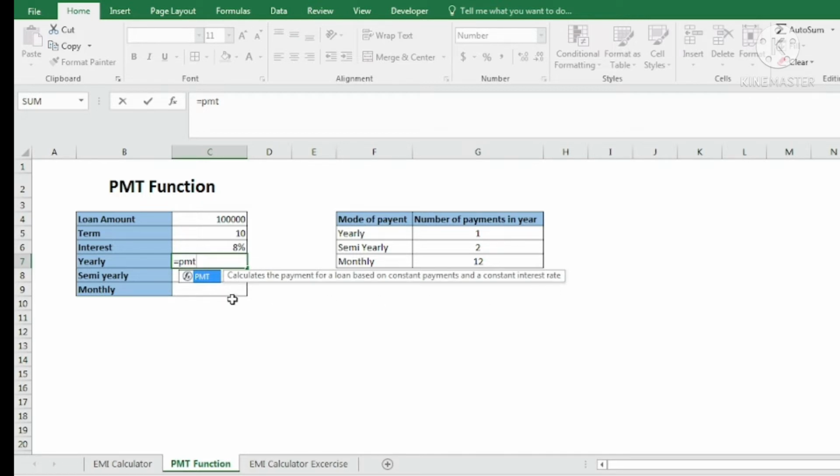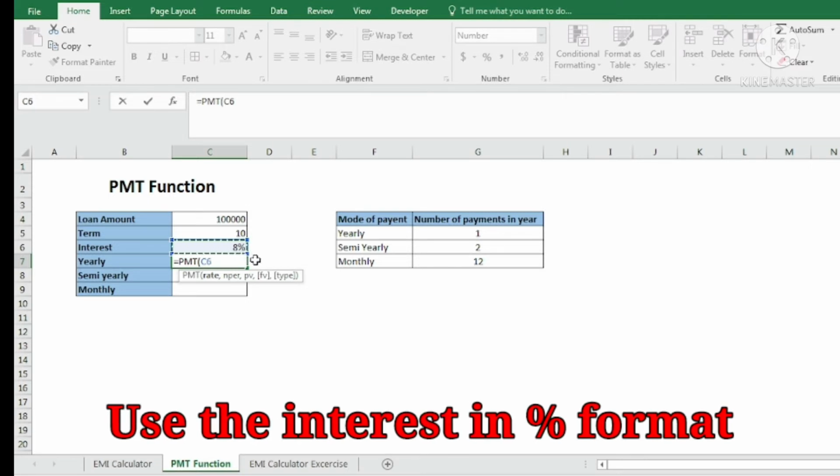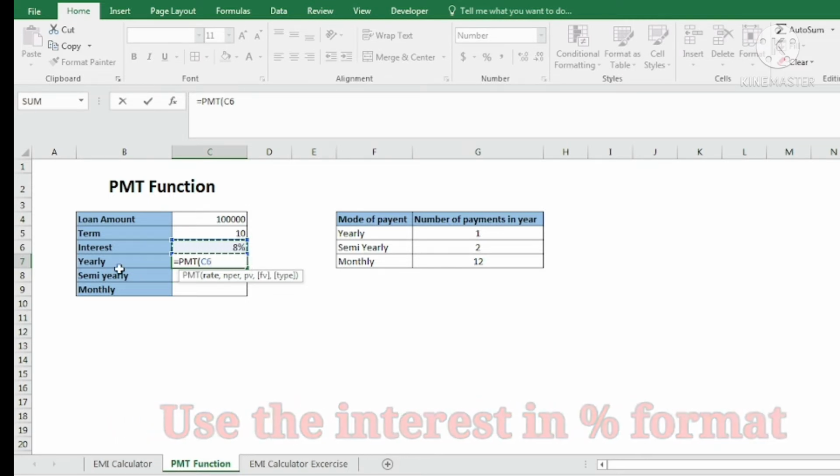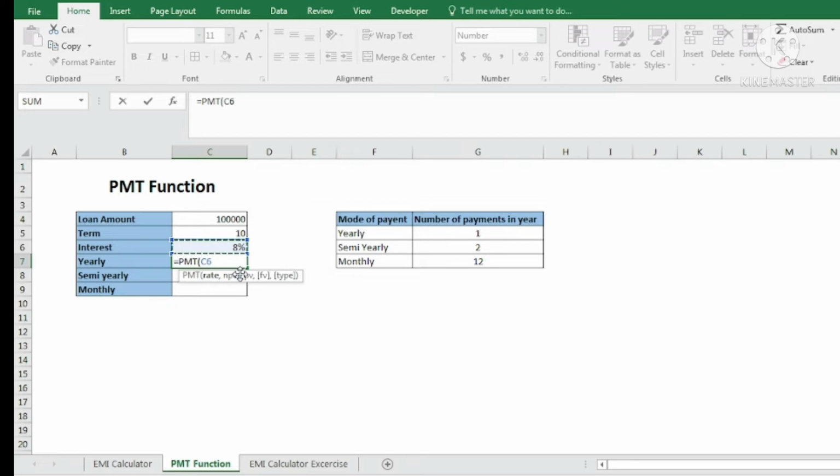So is equal to Pmt, tab. What is it asking? It is asking the interest rate. The interest rate is 8%. I have already taken it in percent format. Now we are calculating yearly, so I will take it as 8% only. I will not divide by anything else, because in a year there is just one installment.